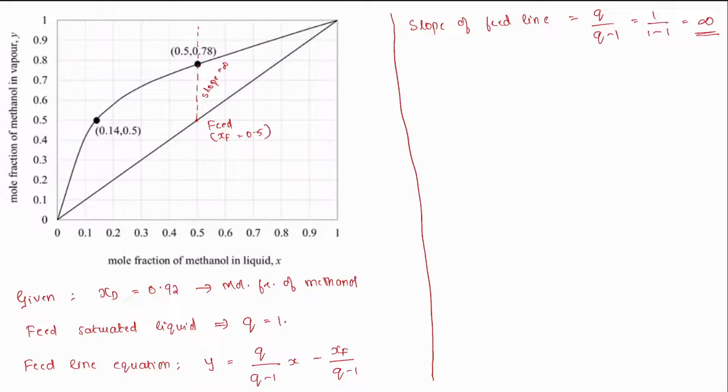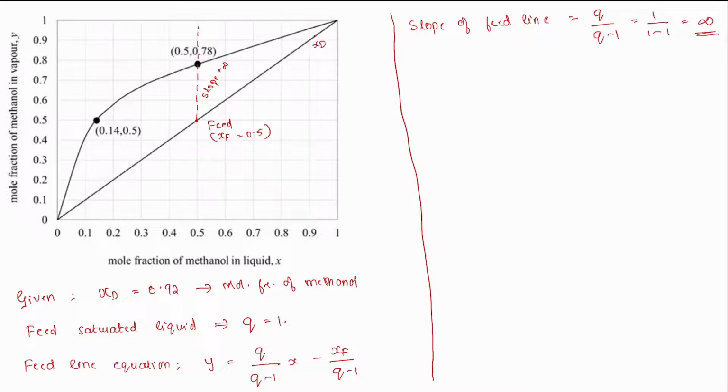So first they have given that feed is an equimolar feed. So feed mole fraction xF is equal to 0.5. And now we just found out that the slope of the feed line is equal to infinity. So this basically means that the feed line is a line that starts from x is equal to 0.5 and it is basically a vertical straight line. So this vertical straight line intersects the equilibrium curve at the point 0.5, 0.78.